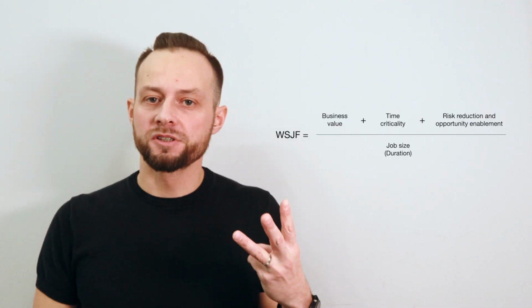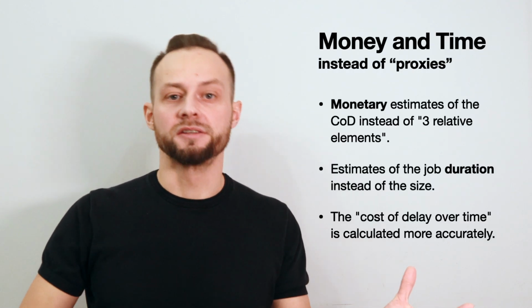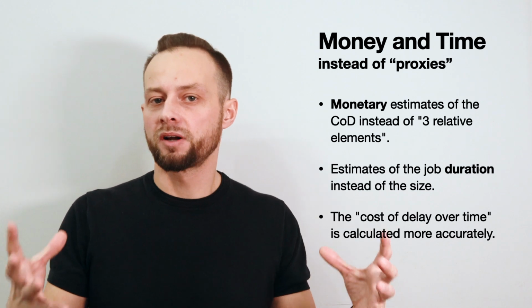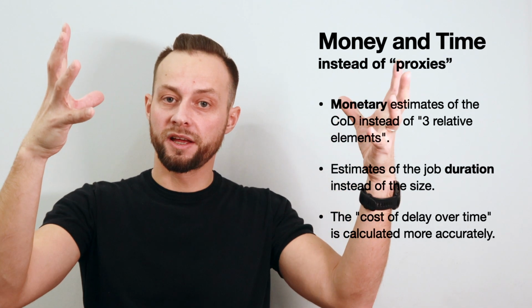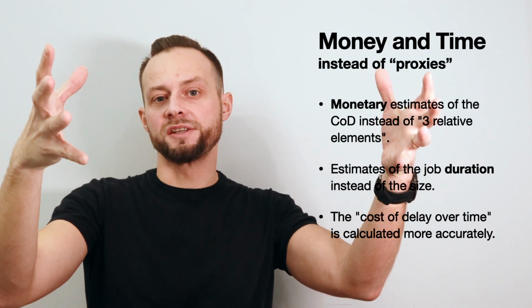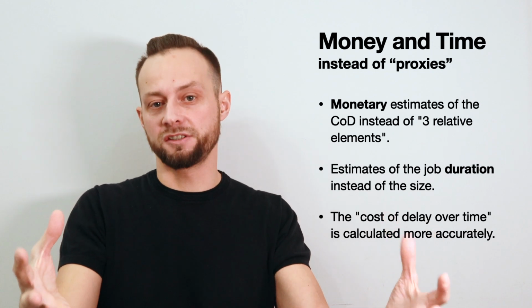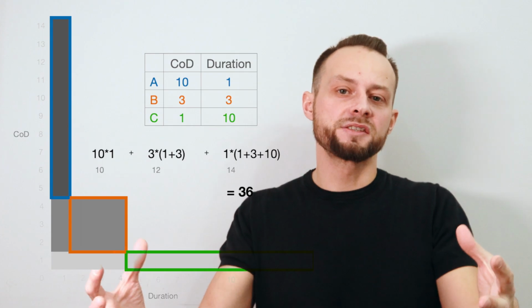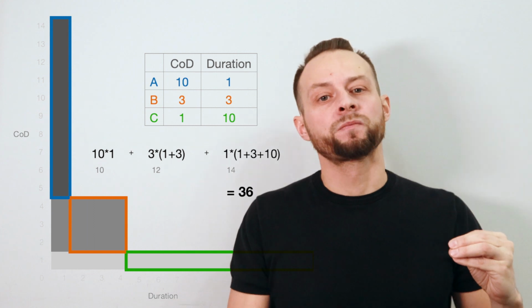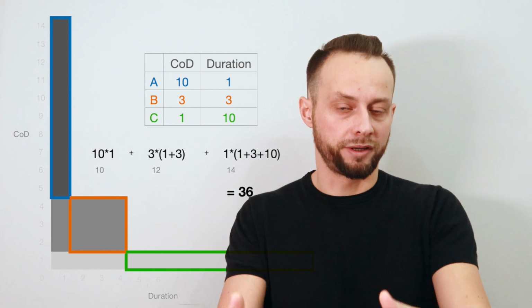In the procedure considered, we used 3 composites of the COD and the size of the job. These are substitutes for money and time. If you have good monetary estimates of the COD, then use them as a numerator for all works. If you have good estimates of the duration of the work, then use them instead of the size of the work. In this case, you apply the idea of the cost of delay over time more properly.